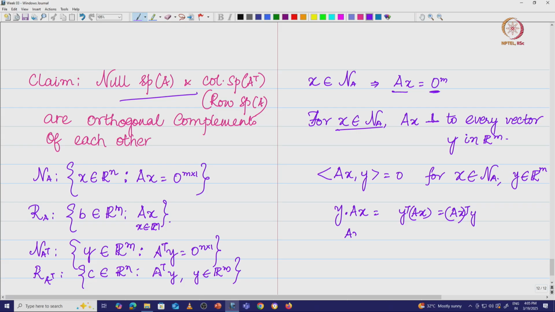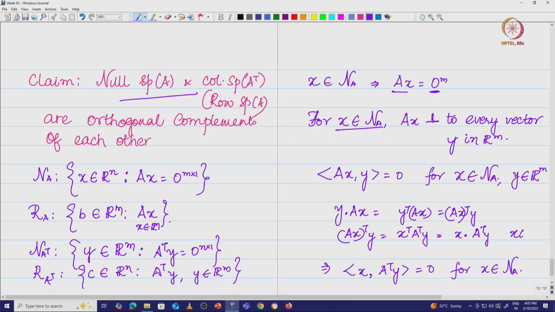So, when I say Ax the whole transpose y, this simply means this is equal to x transpose A transpose y, right. This is going to be x transpose A transpose y. I can write this as the dot product of x and A transpose y, which is equal to 0 for every x in the null space of A, right. This will boil down to x dot A transpose y, where x is an element of the null space of A.